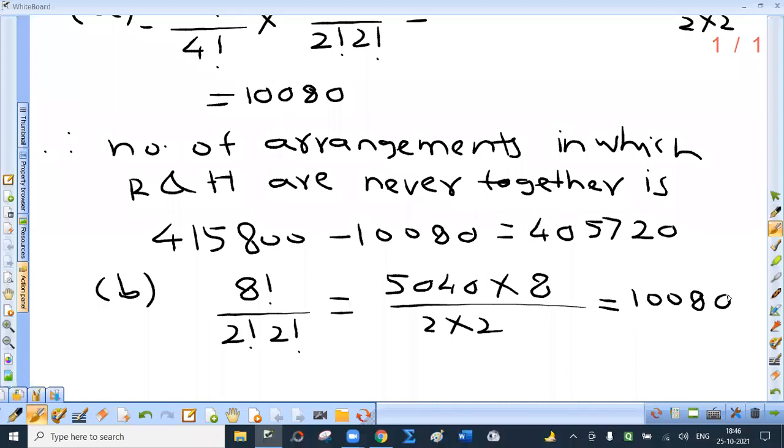Okay. In the next line, write down this. In the next line, we should mention this also. First complete this. Next line inside the bracket. 4 vowels can be arranged amongst themselves in 4 factorial upon 4 factorial equal to 1 way. Bracket complete.